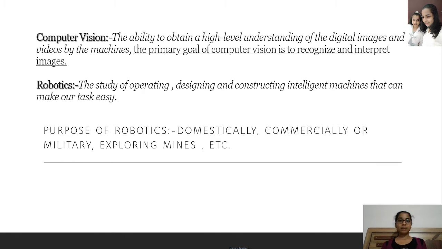Next is robotics. It is a branch of computer science, which means the study of operating, designing, and constructing intelligent machines, which make our work easier and work smartly, even better than humans. So the purpose is, as we discussed earlier, that they are very useful. They can even go to the mines where humans can't go. They can explore ocean floors, or they can defuse bombs. They can be used domestically, commercially, in military forces, or even for exploring mines. So there are many uses.